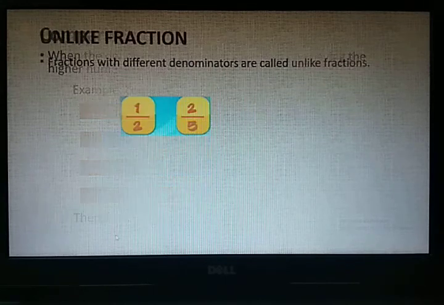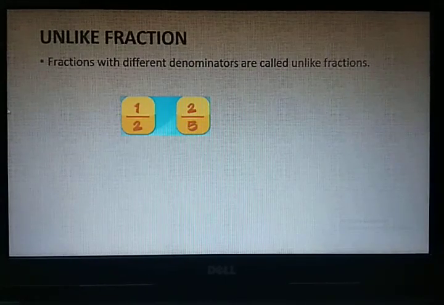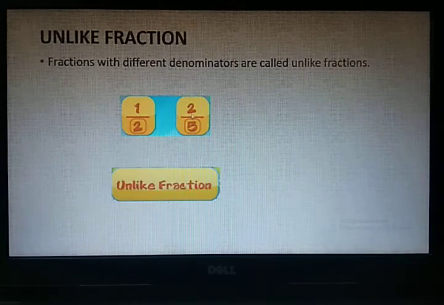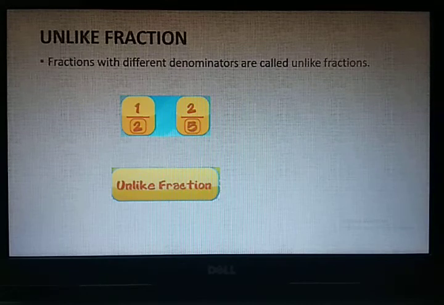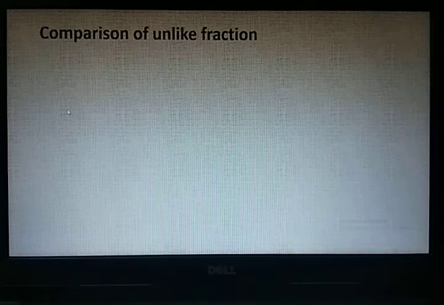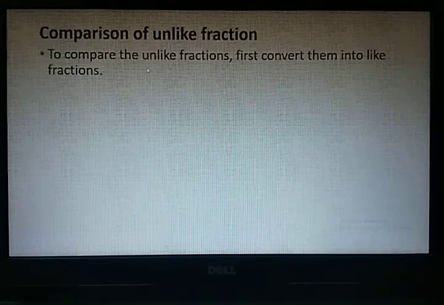Next is unlike fractions. Fractions with different denominators are called unlike fractions. Just look at these two fractions, 1 by 2 and 2 by 5. 2 and 5 are both different. So these fractions are called unlike fractions. Now comparison of unlike fractions. To compare unlike fractions, first convert them into like fractions.